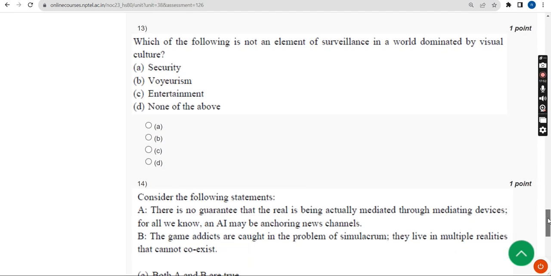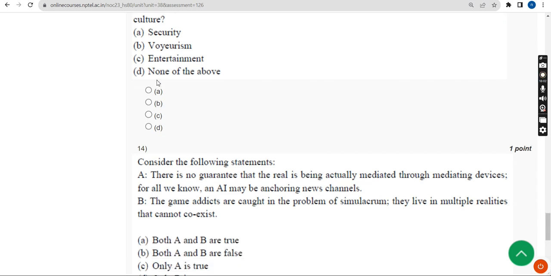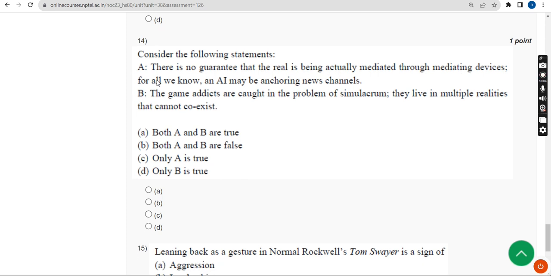For the 13th question also, I'm not 100% sure, so I don't want to give the solution. If you are aware of the exact solution, please give your opinion in the comment section. Now let's move on to the 14th question.